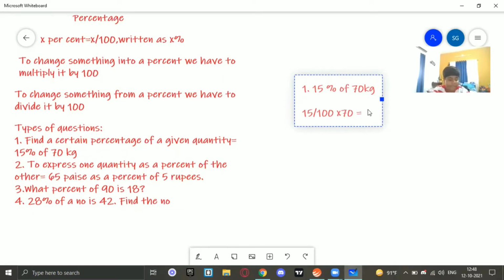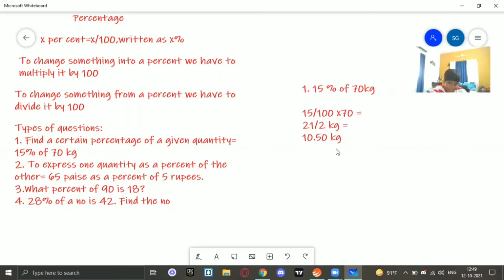Now, once you have found the answer, it should probably be 21 upon 2 kg. Yes, if you got that as the answer, congratulations, you are correct. Now, you never leave it in a fraction when solving a percentage question. Change it into decimal. So then it will be 10.50. That will be the answer. So the answer will be 21 upon 2 kg, changed into decimal will be 10.50 kg. So what we have to do? Change it into a fraction, multiply it by 70 kg.